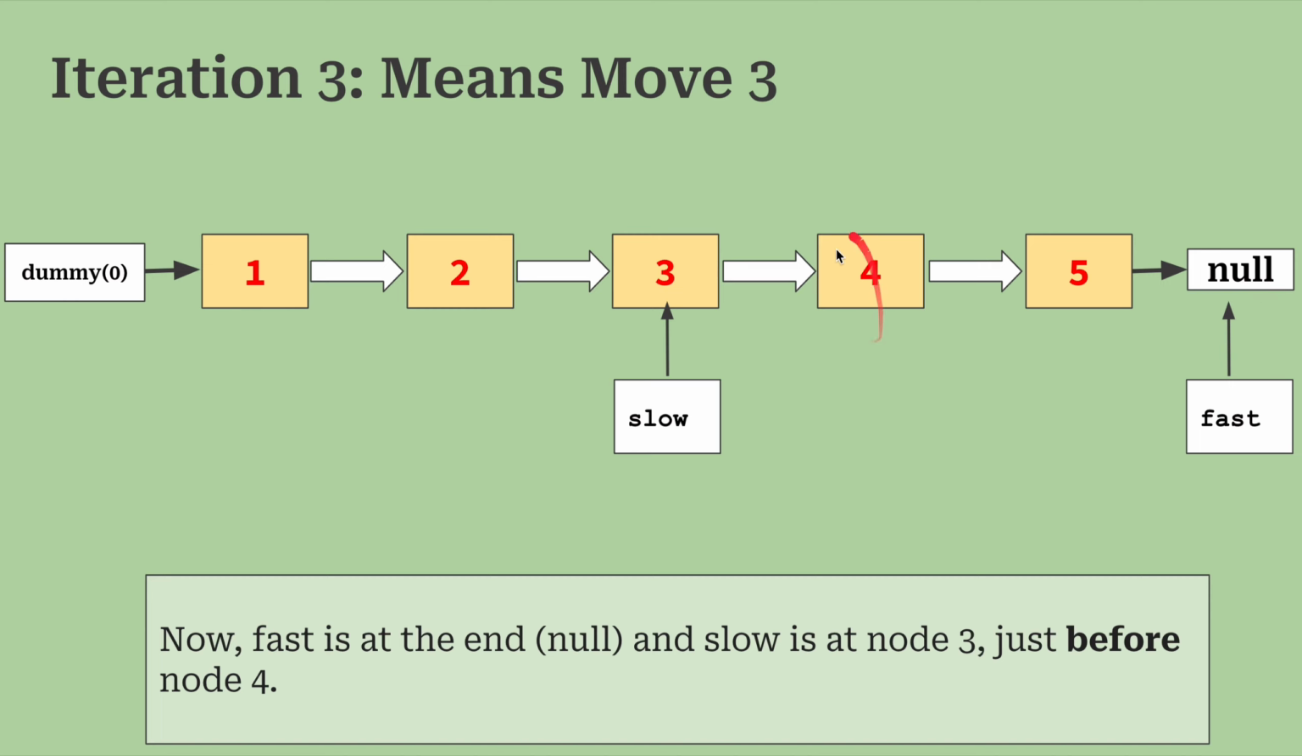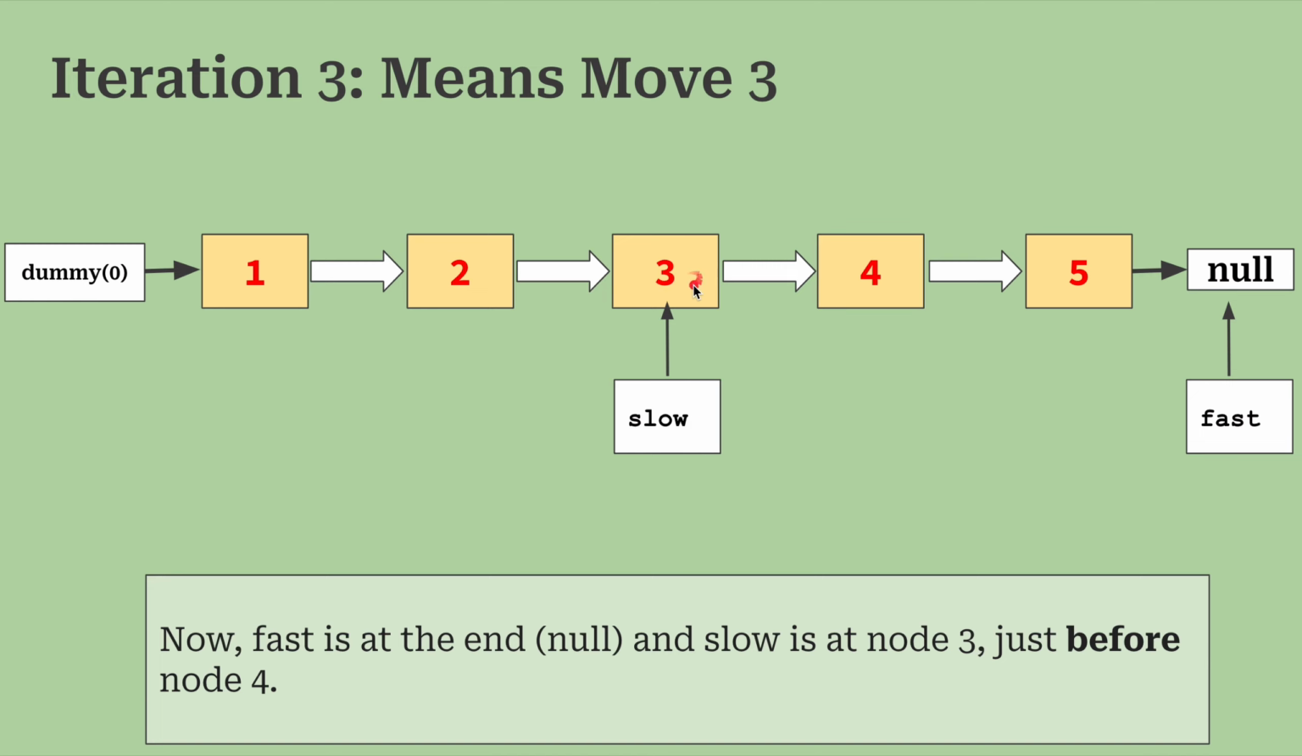So how are you going to remove this one? The node to remove is slow dot next. Slow is at 3, so just before 4, the slow pointer reaches the third node. When the slow reaches the third node, it means just after that there is a node that we need to delete, right? So we have to update slow dot next to 4.